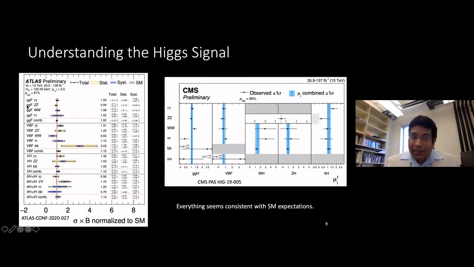You basically look at all the production modes and all the decay modes, and then you compare with the standard model prediction. Everything now seems consistent with the standard model expectations. You may call it fortunate or unfortunate, depending on your viewpoint, but everything seems rather normal here. But then you could ask the next question: how can I use this to constrain BSM physics?